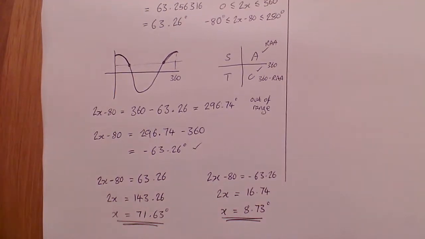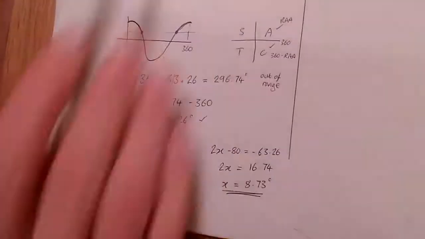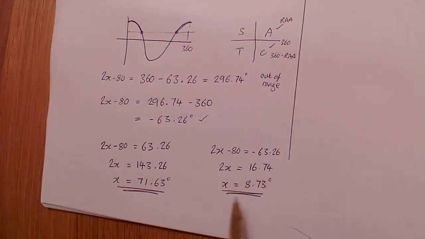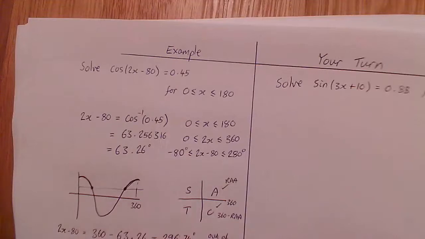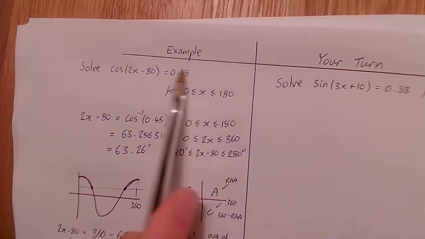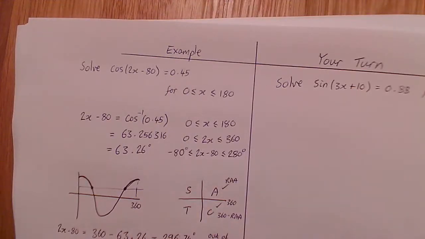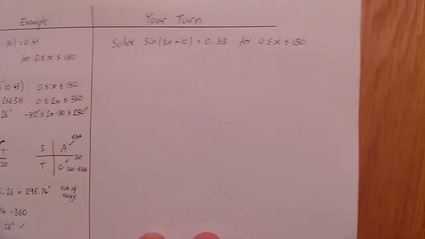The good thing about these, and I keep mentioning this as we've gone through the videos, you can always check. So on your calculator, you can do cos of 2 times that number or that number, and then take away 80. So put that in your calculator and you should get 0.45 or something that rounds to it very closely out of your calculator. So always check them. It's great. You get to the end, you can check. You can make sure that the 2 answers or 3 answers or 4 answers you've got are all valid and make sense. So have a go.